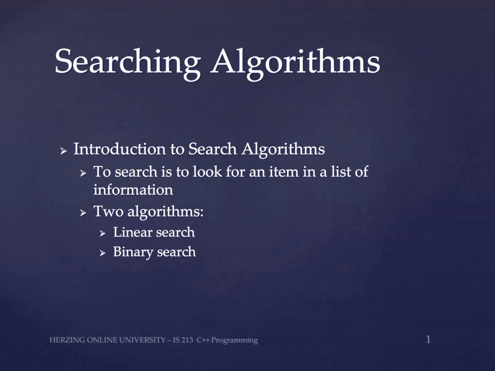Searching algorithms. To search is to locate an item in a list of information. In order to do that, there are two algorithms that we can use and examine: the linear search and the binary search. Linear search, also called the sequential search. With the linear search, starting at the first element, this algorithm sequentially steps through an array, examining each element until it locates the value it is searching for.